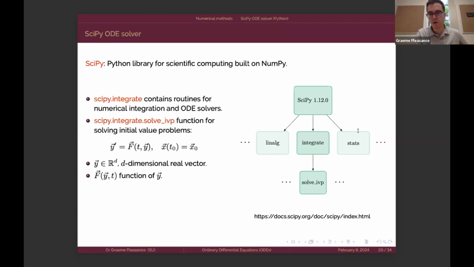Okay, and if you want to look more into the documentation of this library, the documentation is found here.